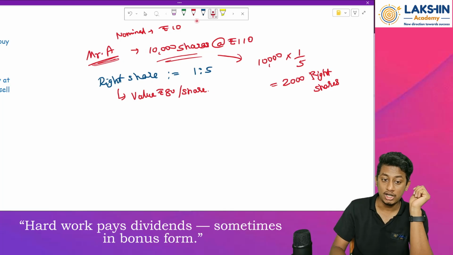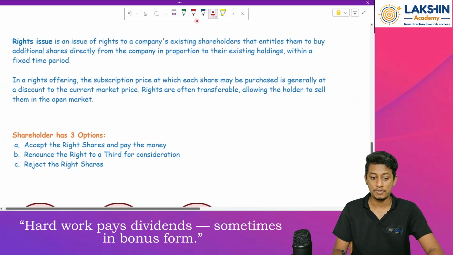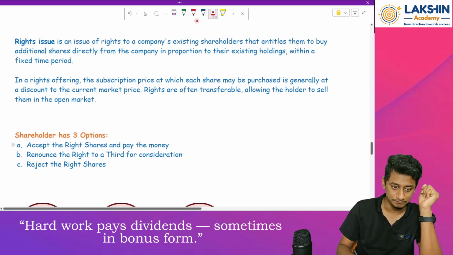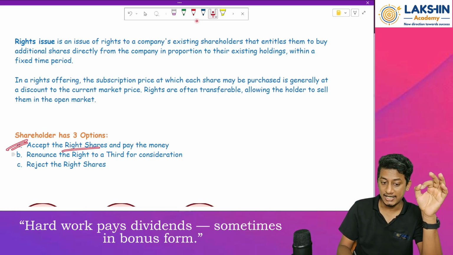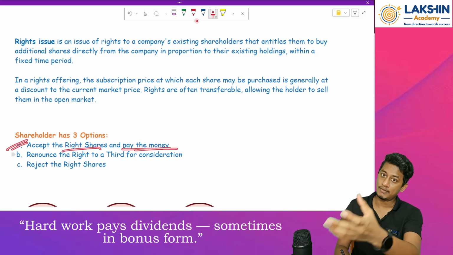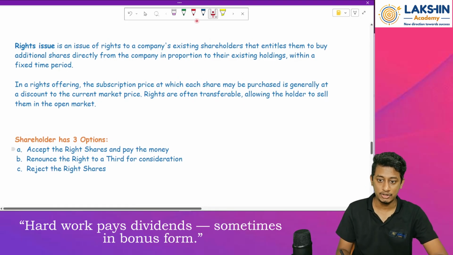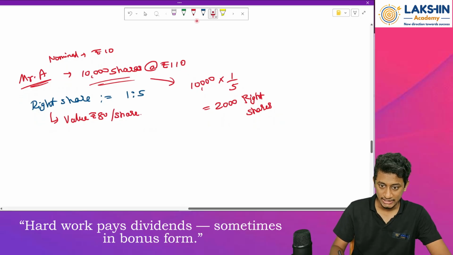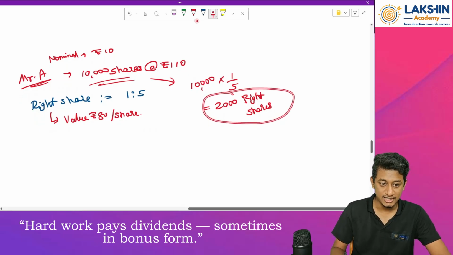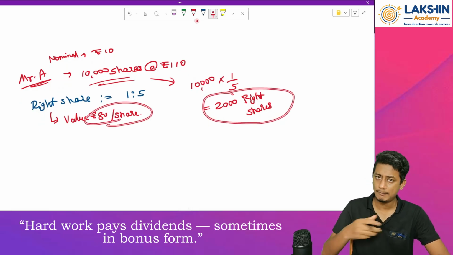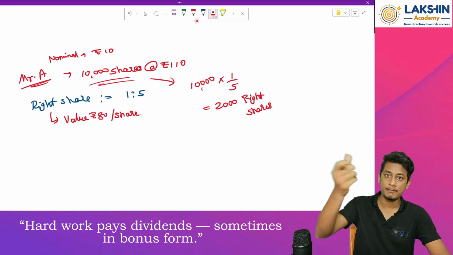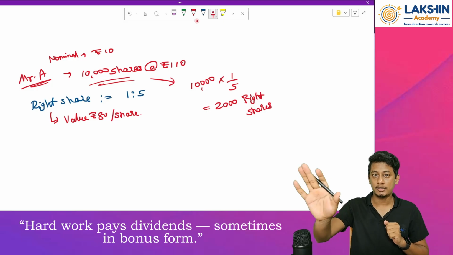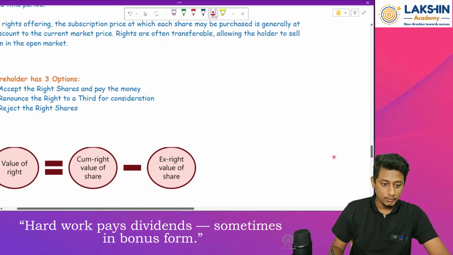Now, what options does Mr. A have? Mr. A has three options. What are those? One, he can accept the rights shares and pay the money. He can tell the company, give me the shares and I will pay you the money. So he will get 2,000 rights shares at rupees 80 per share. Then he will pay the money due to the company, and the company will give the shares to him. Done. The company got the money, Mr. A got the shares.